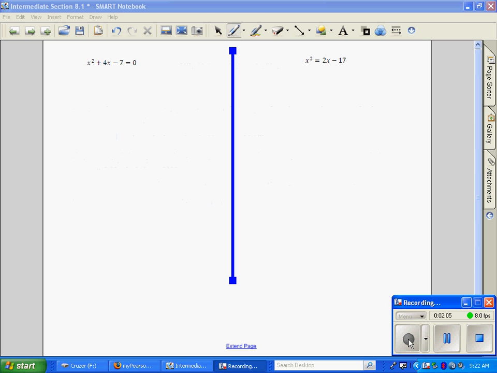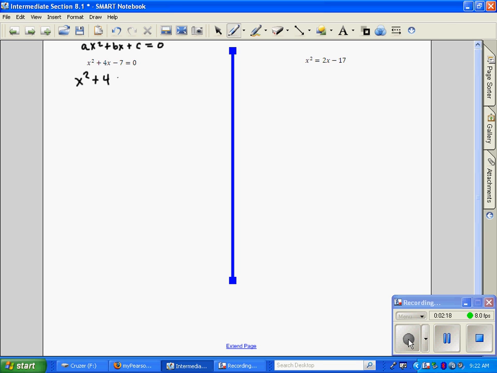Okay, for the first example, first of all, it's in quadratic form. That's ax squared plus bx plus c equals 0. The first thing we want to do is move our c term over. So we have x squared plus 4x, and we're going to add 7 to both sides, so we're going to move the 7 over to the right.